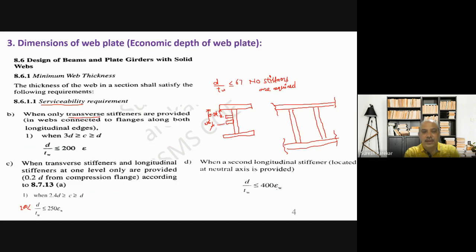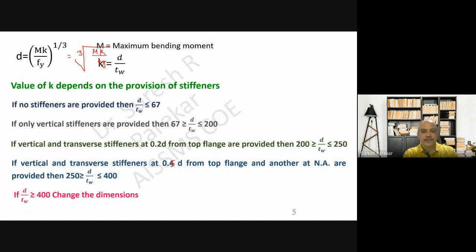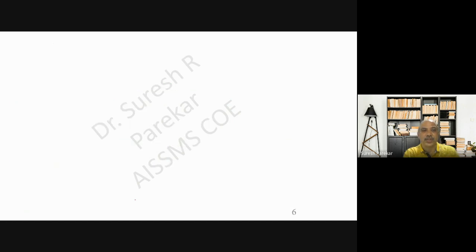So these clause numbers you have to keep in mind, that is 8.6. And then if d by tw is greater than 400, this is most important, then change the dimensions. This will be my step number 3. Step number 4, we have to decide the dimensions of the flange plate.